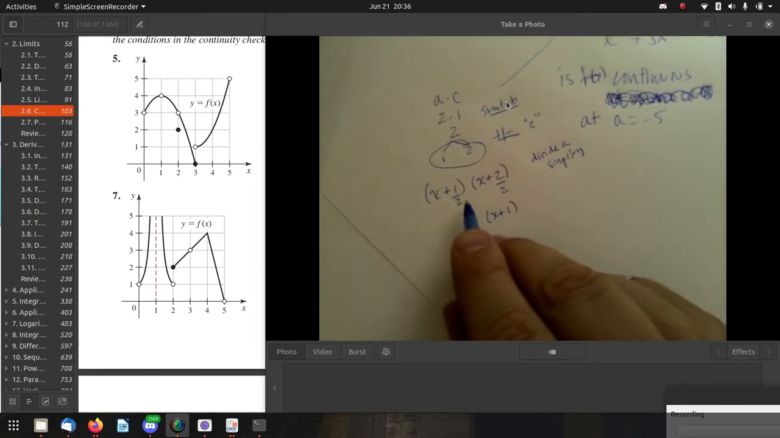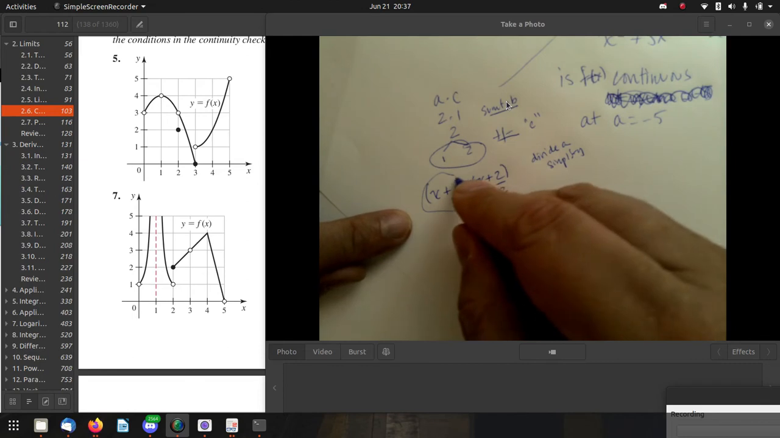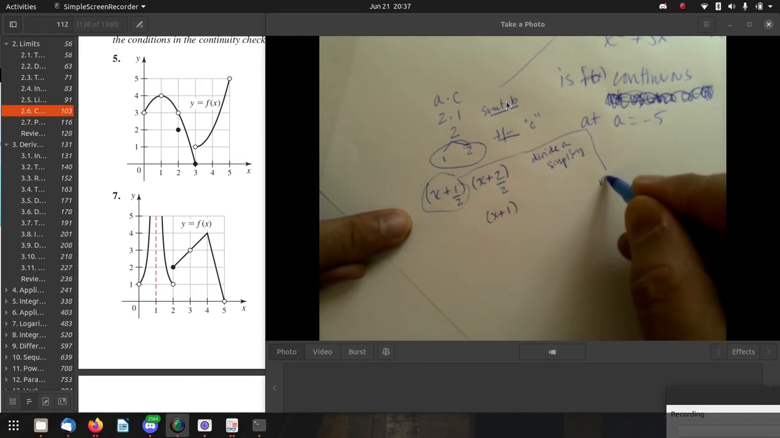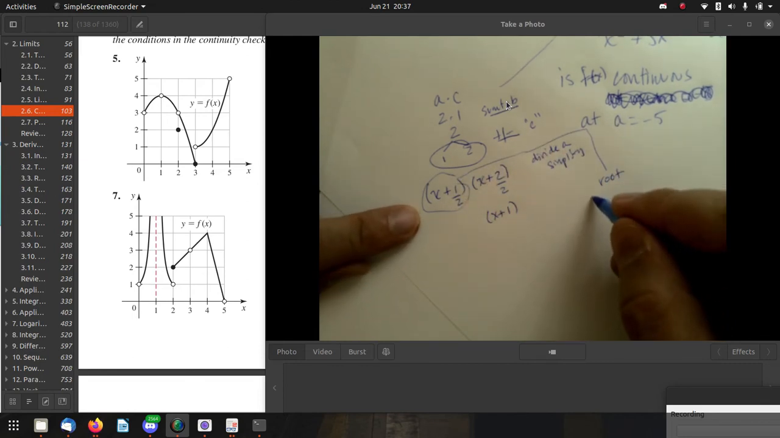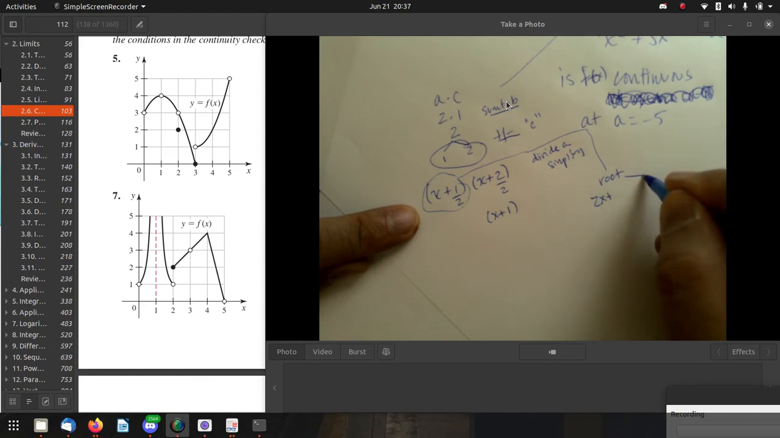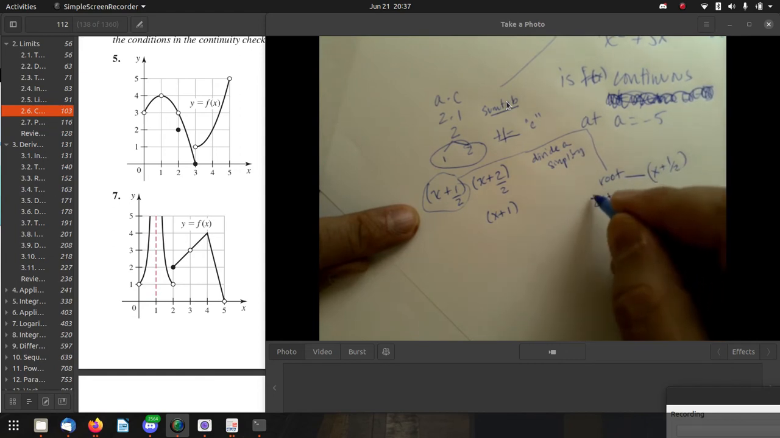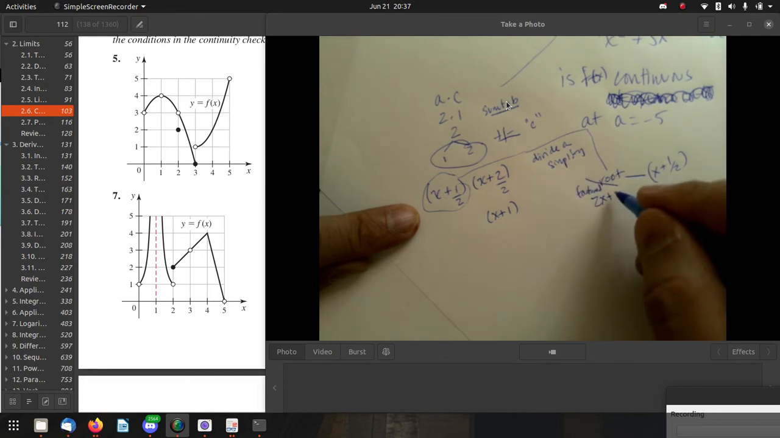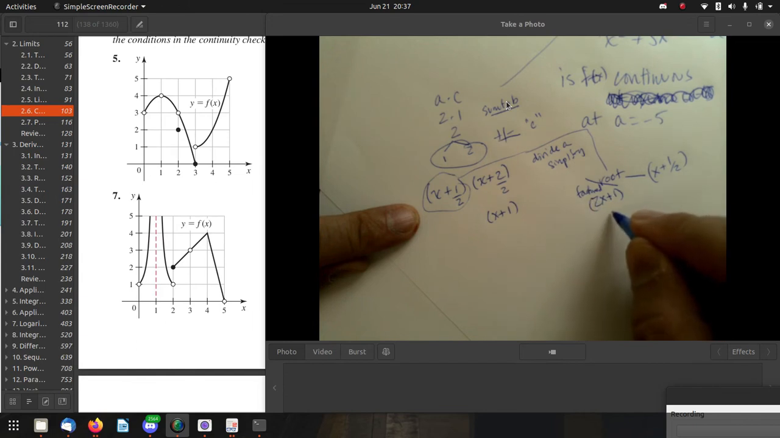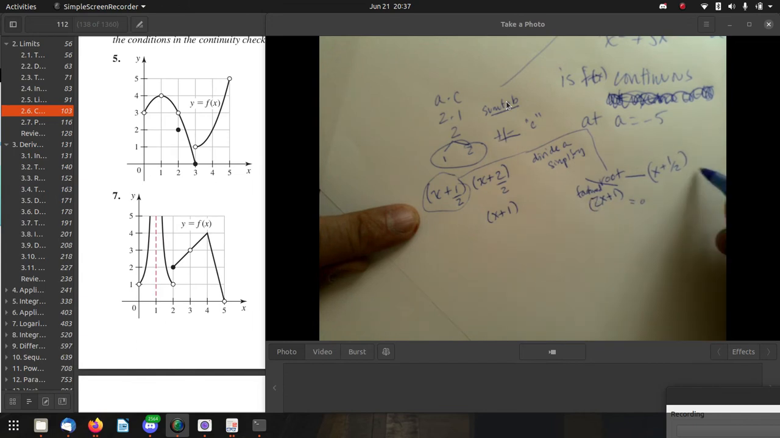And this one, it's true, this is in what I call root form. So this is the root. It's the same as 2x, so the root form is x plus 1/2. The factored form, okay, is 2x plus 1. And it's true that when both of these are set equal to 0, they both equal negative 1/2.